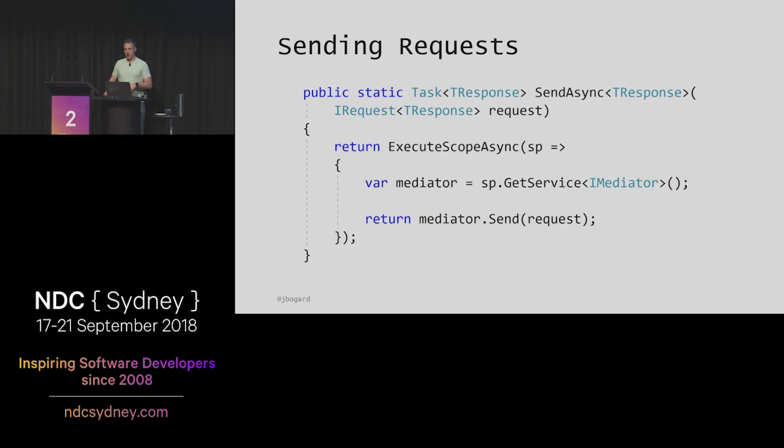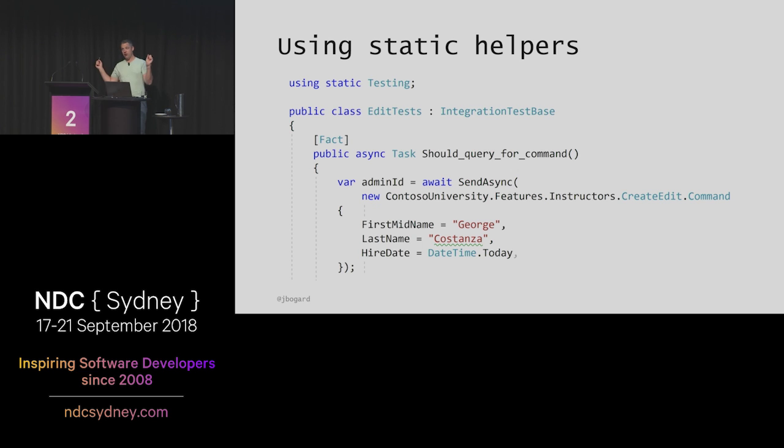I'm going to use a trick that I thought I'd never use, the C# 6 way of using static. So I'd say using static testing, which has all those test helper methods. Now I don't have to call base fixture.send; instead I can just have await send async, a nice little helper method to send out requests and get the response inside a test.